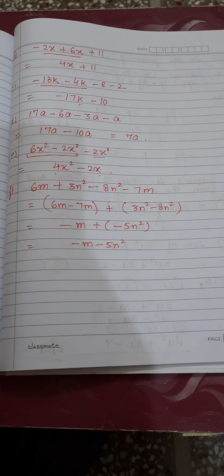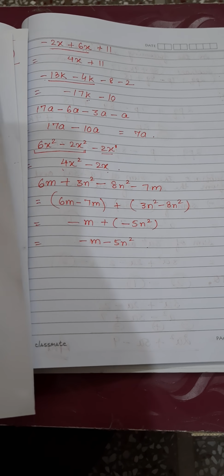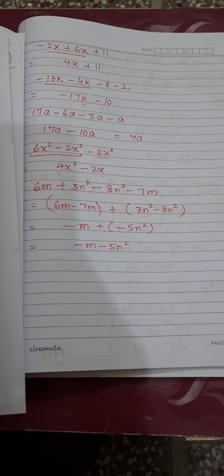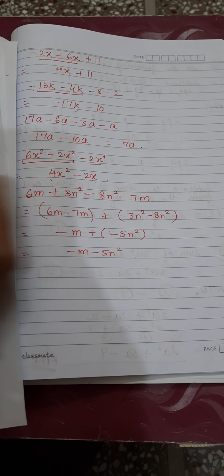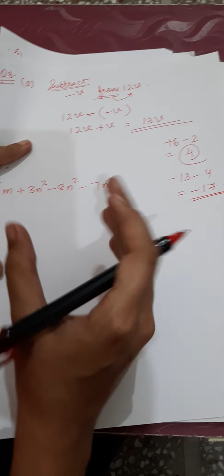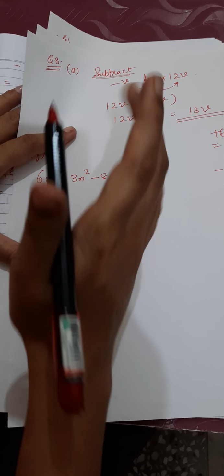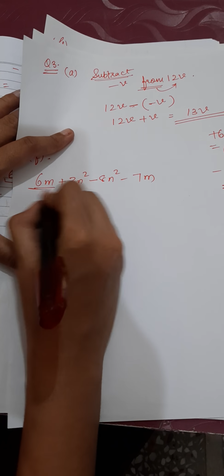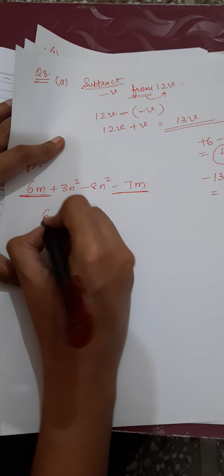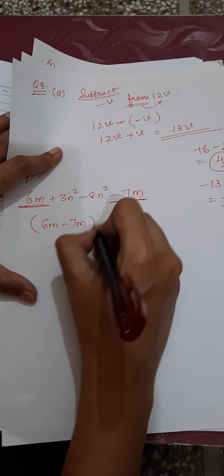Next, F part. Now I will be doing F part for you. 6m plus 3n square minus 8n square minus 7m. Now in this, we are going to firstly arrange all the like terms together and the unlike terms together. So now 6m and minus 7m is there. 6m minus 7m I have grouped in 1.